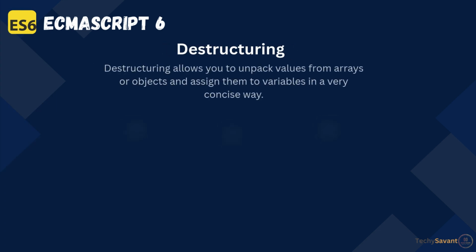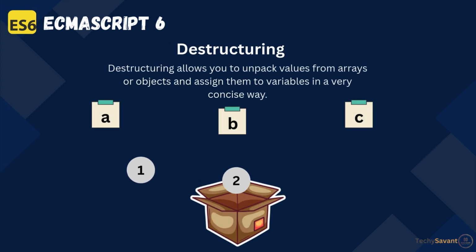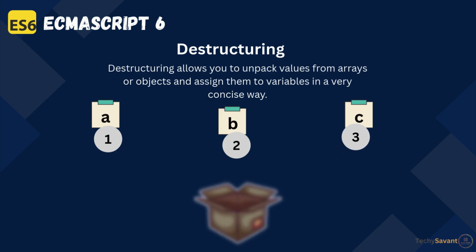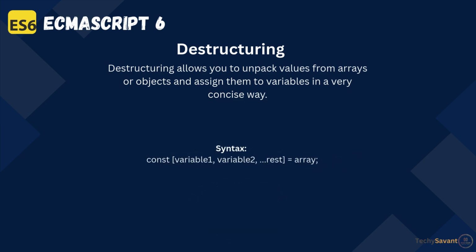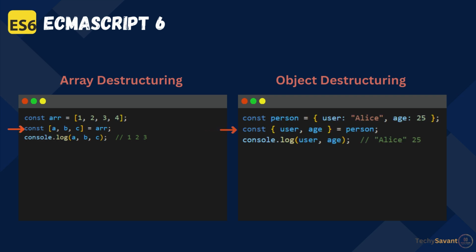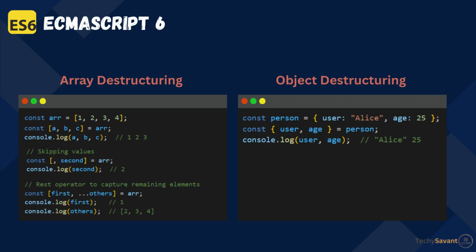One of the coolest features in ES6 is destructuring. Destructuring allows you to unpack values from arrays or objects and assign them to variables in a very concise way. This can save you from writing a bunch of repetitive code and makes it much easier to work with arrays and objects. Like, if you want to destructure this array and assign its values to different variables, you write it like this. And same for object destructuring. If you want to skip any element, you can simply leave the spot blank and separate it with a comma. And if you want to capture all the remaining values into one variable, use the rest operator, which is 3 dots followed by the variable name.